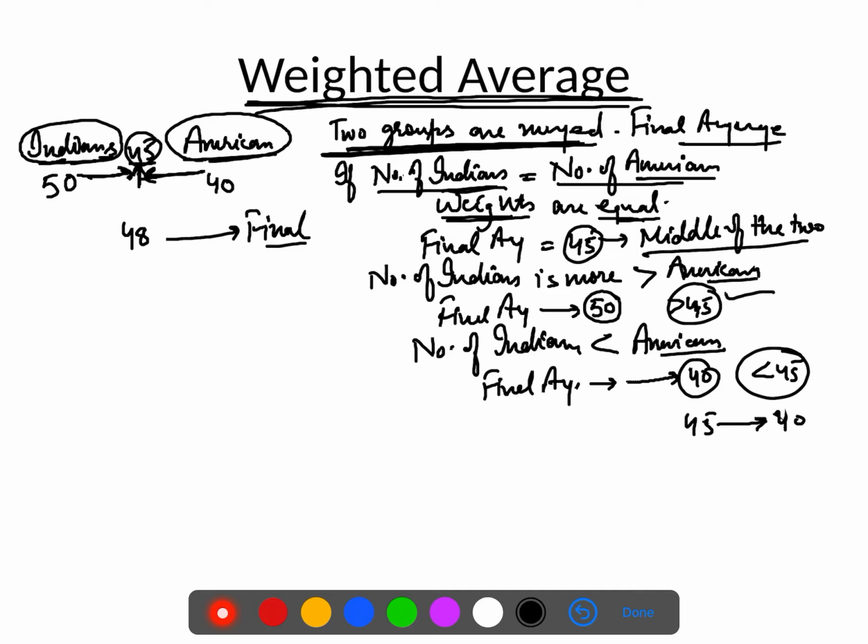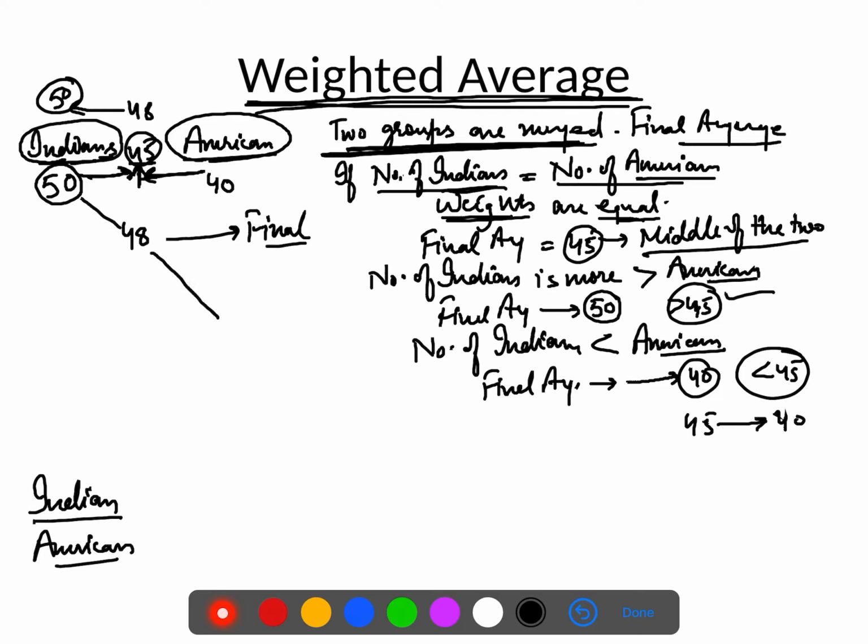Clearly, 48 is not the midpoint. That's evident. That means the weights are not equal. So 48 is closer to 50. Okay, needle is towards the Indian group. So that means it will have more weight, or the number of Indians will be more than that of Americans. Can we actually figure out the ratio of number of Indians upon number of Americans? Okay, ratio in which Indians and Americans have been added.